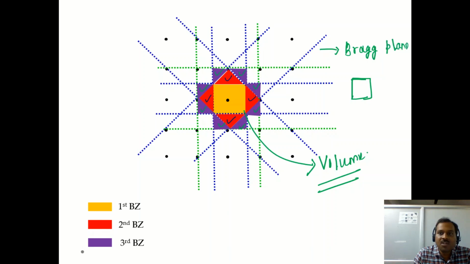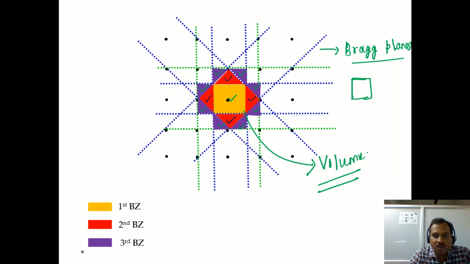So once again let me repeat. To construct the first Brillouin zone, we are not supposed to cross any of this Bragg plane. For the second Brillouin zone, we can cross only one Bragg plane, and for the third Brillouin zone, we can cross any two Bragg planes, and everything we are doing with respect to this particular lattice point.